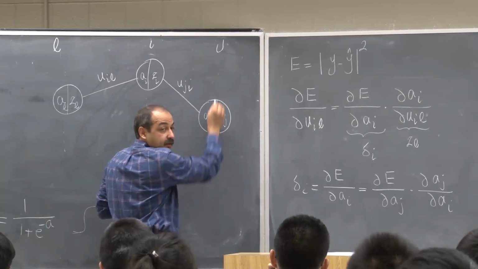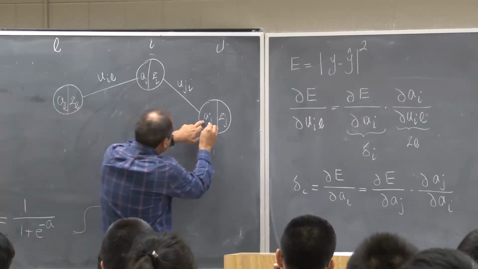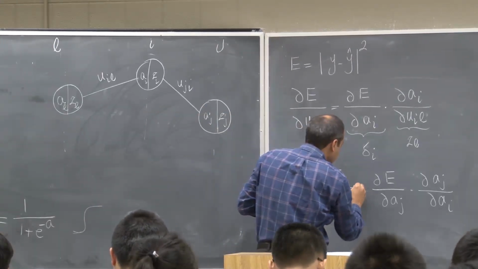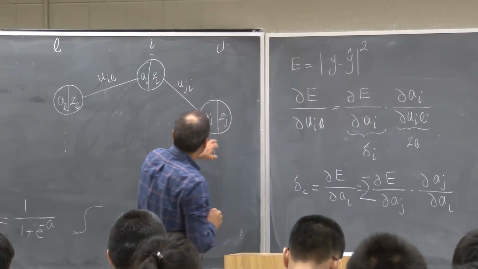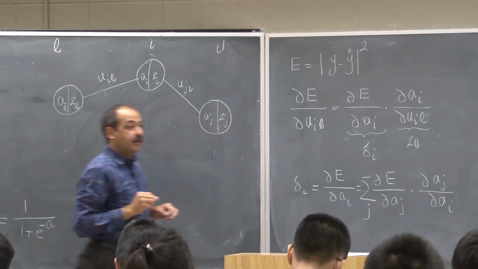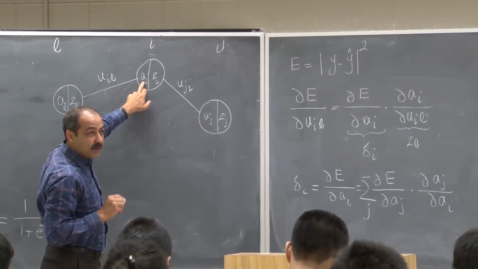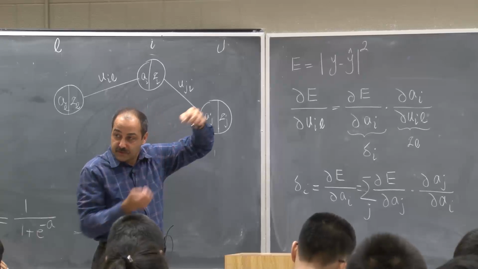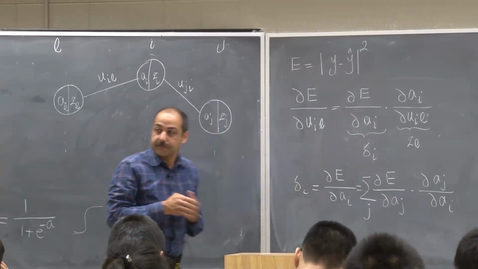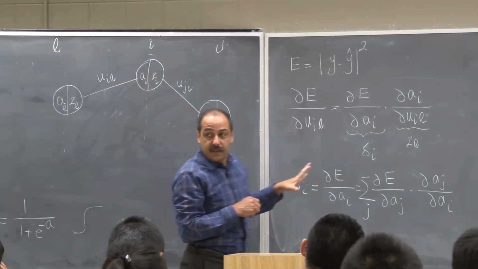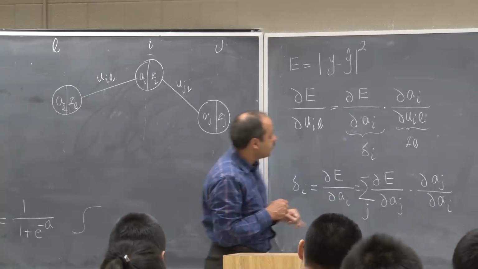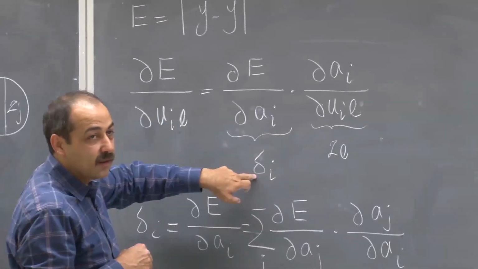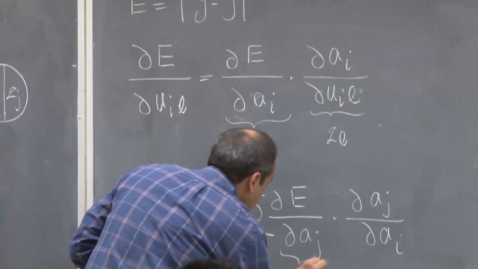But there are many of them here. When I change AI, I change this AJ, this AJ, and this AJ, all of the AJ of all of these nodes. Basically, to be correct, you need a summation over all nodes J. Because if you perturb AI, the values of all of these AJ will change, you have to take the summation of all of these changes. Is it clear? So we call the derivative of E with respect to AI delta I, and the derivative of E with respect to AJ I just call delta J.